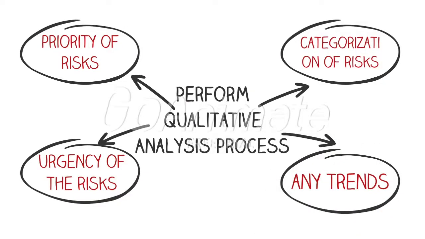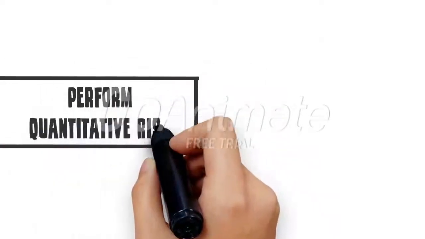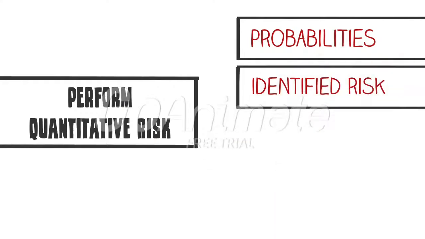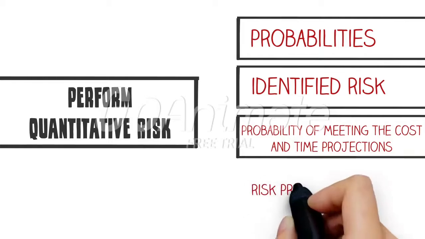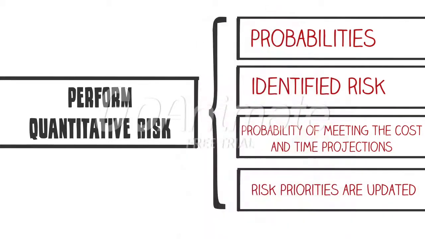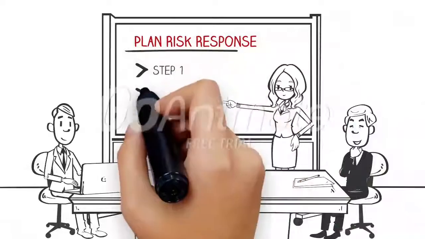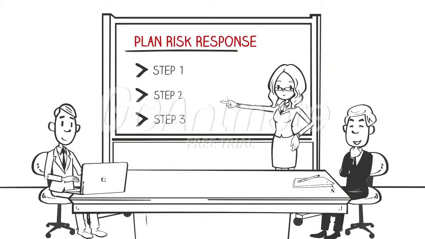performing this process. In the perform quantitative risk analysis process, the risk register is updated with the probabilities associated with each identified risk and the probability of meeting the cost and time projections. Additionally, risk priorities are updated and trends that have been observed are also noted. In the plan risk response process, a specific response plan is created to manage each risk. These risk response plans are updated in the risk register as an output of this process.